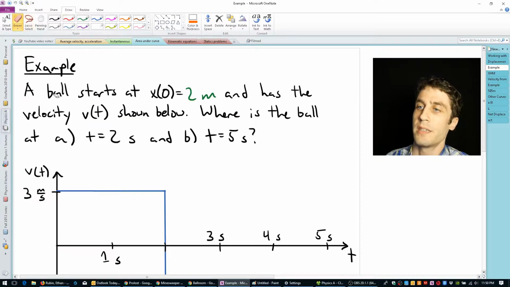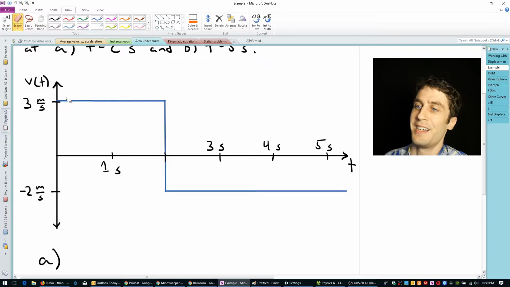So a ball starts at x of 0 equals 2 meters and has the velocity v of t shown below. Where is the ball at A, 2 seconds, and B, 5 seconds? Well, it has a nice constant velocity over this time interval, and then it abruptly changes direction and has another nice constant velocity over this time interval. You'll see that that's almost a precondition for being able to solve these without using any calculus. All right, let's find the displacement as a function of time.